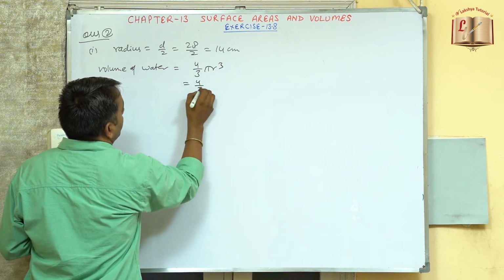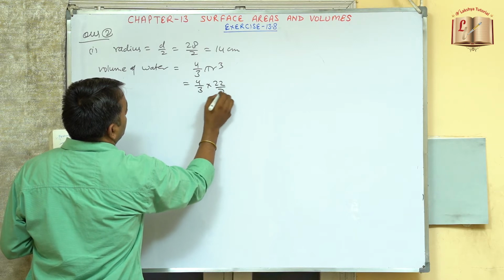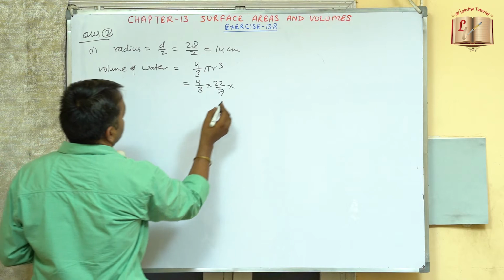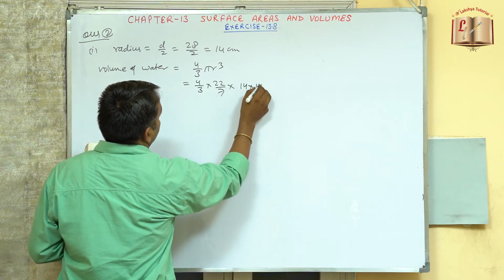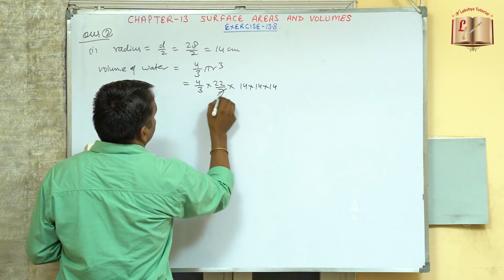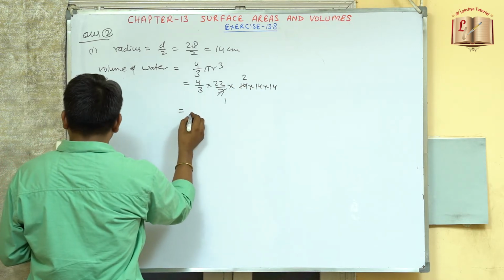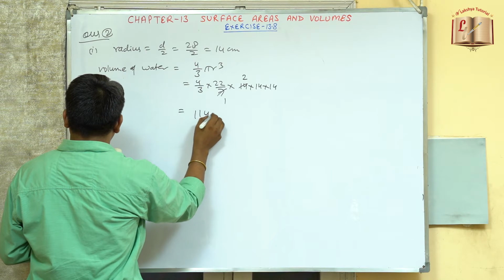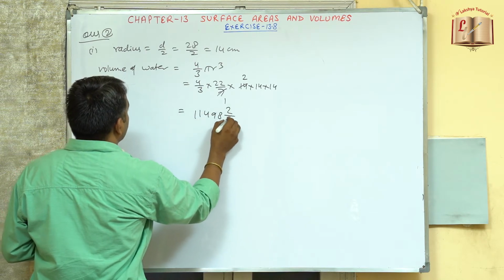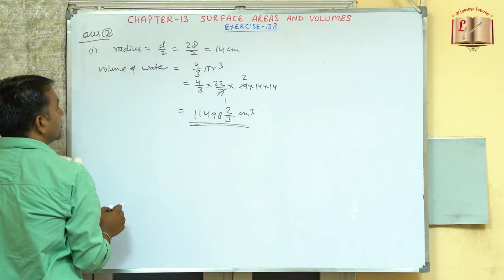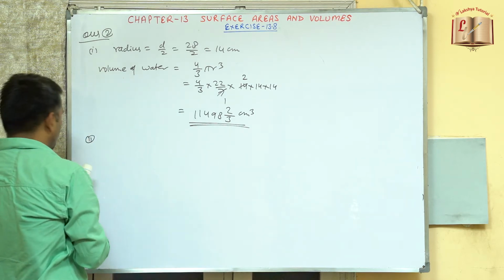So this is the 4 by 3 pi r cube. So this is 4 by 3 into 22 by 7 into r cube. R is already given to us. This is 14. So this is 14 into 14 into 14. So 3 1 is this 7 2 ja. Now we can calculate. So this will be equals to 11498 2 by 3 centimeter cube. So this is the volume of the water displaced by this spherical ball.